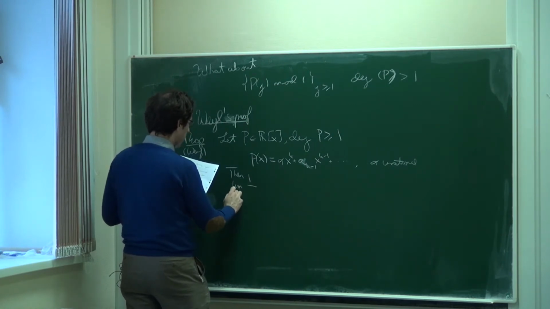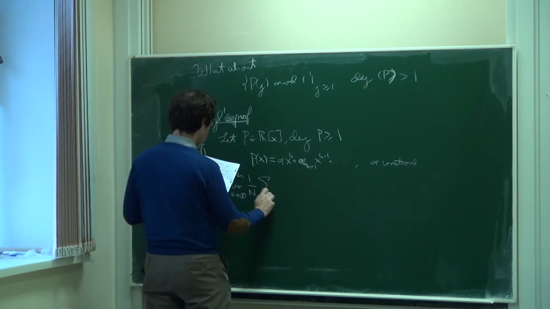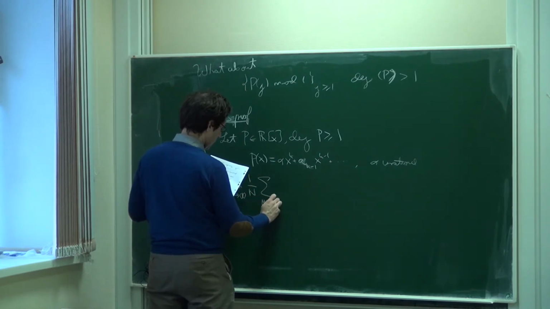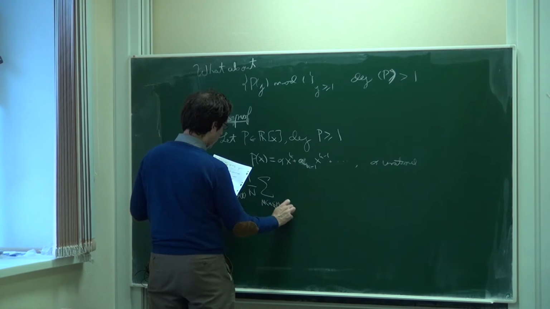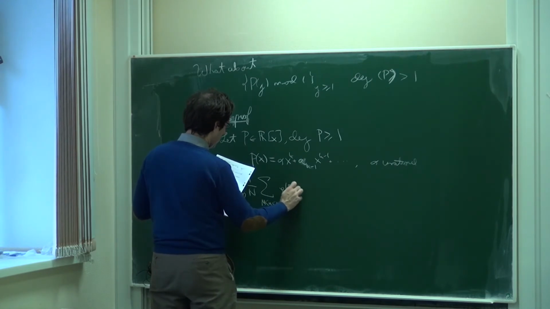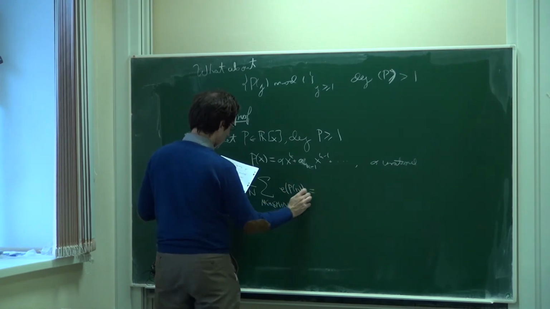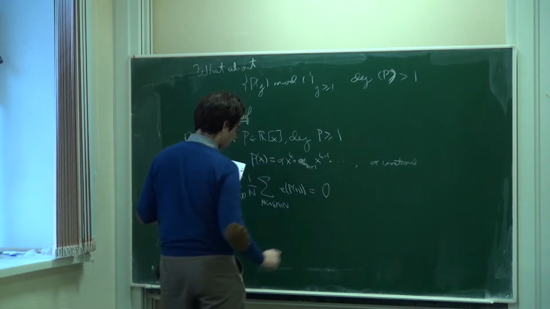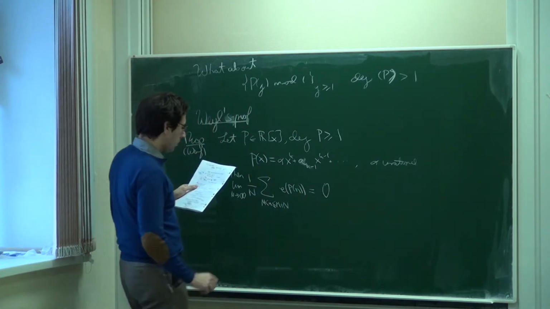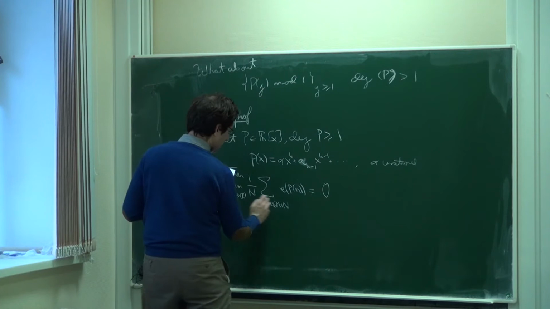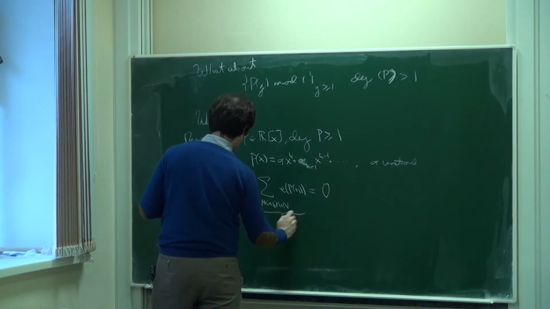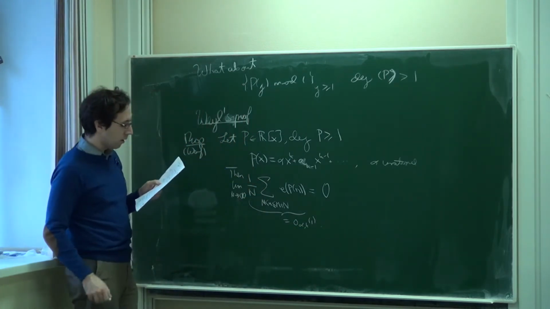Then the limit, as n goes to infinity, of 1 over N times the sum over n from M plus 1 to M plus N of e(P(n)) is 0. It depends on, so this is little o, depending on alpha and k, but not on anything else.